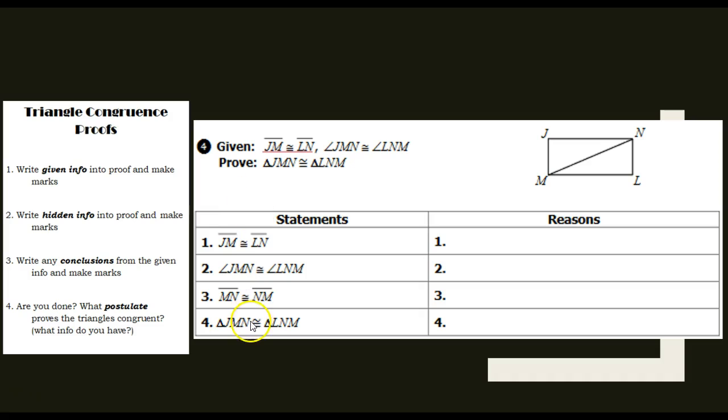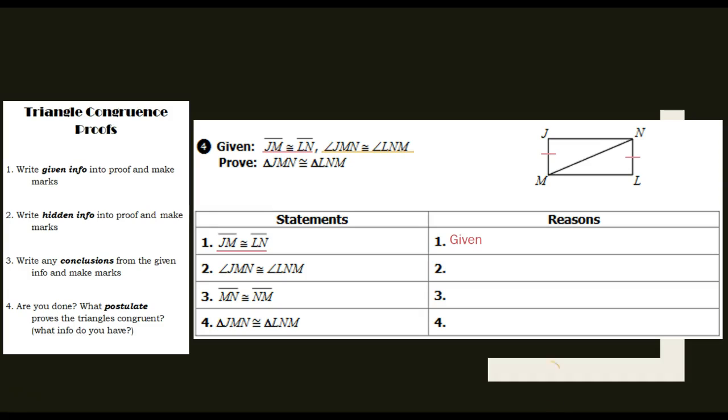Because remember, this is what I was talking about on the previous slide, that right now we have all this provided for us, but in the future we're getting to the point where you don't know any of these things, and you still have to do all these proofs. So first piece of given information, it's already written into the proof, now we got to make our marks. So JM is congruent to LN. Also, so there it is in the proof, and then the reason is, how do you know that JM is congruent to LN? Well, you know because it's given.